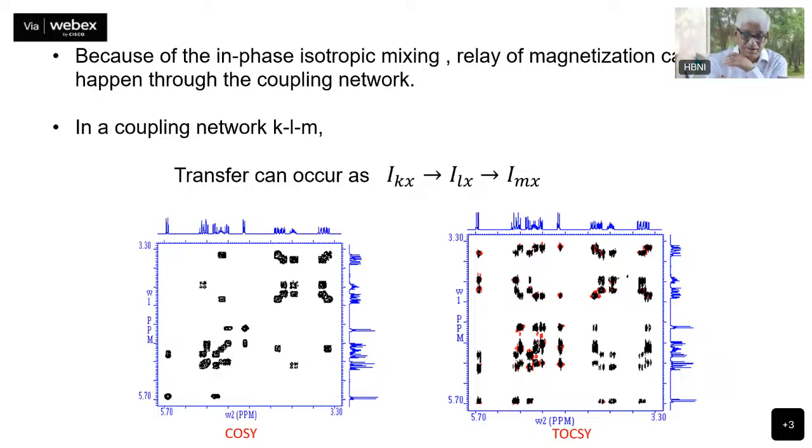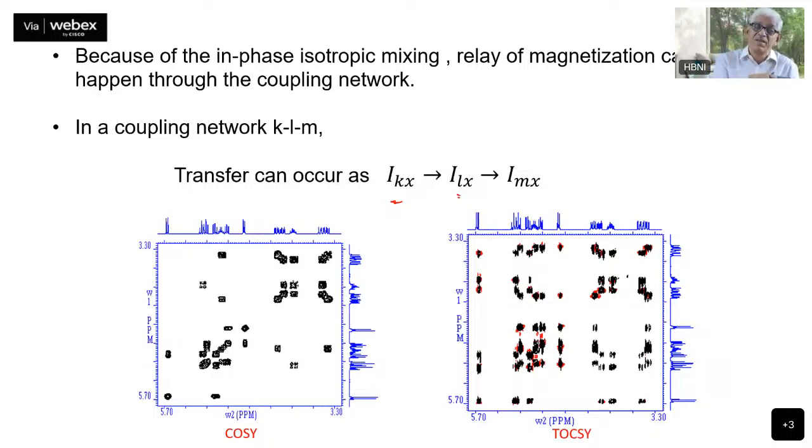In a coupling network, if a transfer happens from K to L, it can also happen from L to M. Whatever has gone from K to L can further get relayed to M. So in a coupling network KLM, transfer can occur IKX, ILX, IMX. And therefore, you get a complete network of couplings in the Coxey spectrum, which you don't get in the Cozy spectrum. In the Cozy spectrum, you'll only see the directly coupled spins.